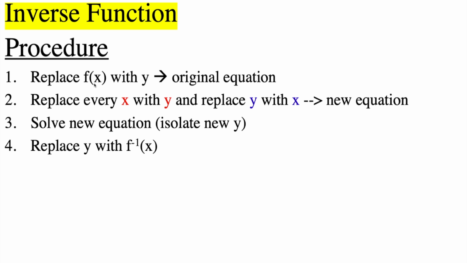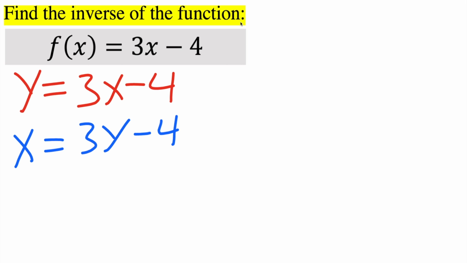So step 1 says replace f of x with a y for the original equation. Step 2, which we just did, says replace every x with a y and replace every y with an x for a new equation. Now our third step says solve the new equation. We want to isolate the new y value. So our third step, we want to isolate this y value here.